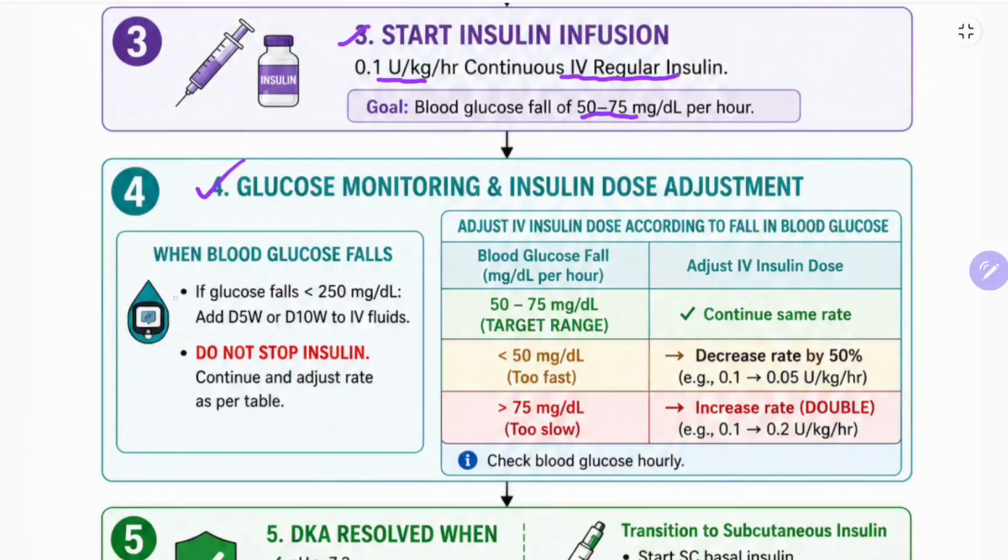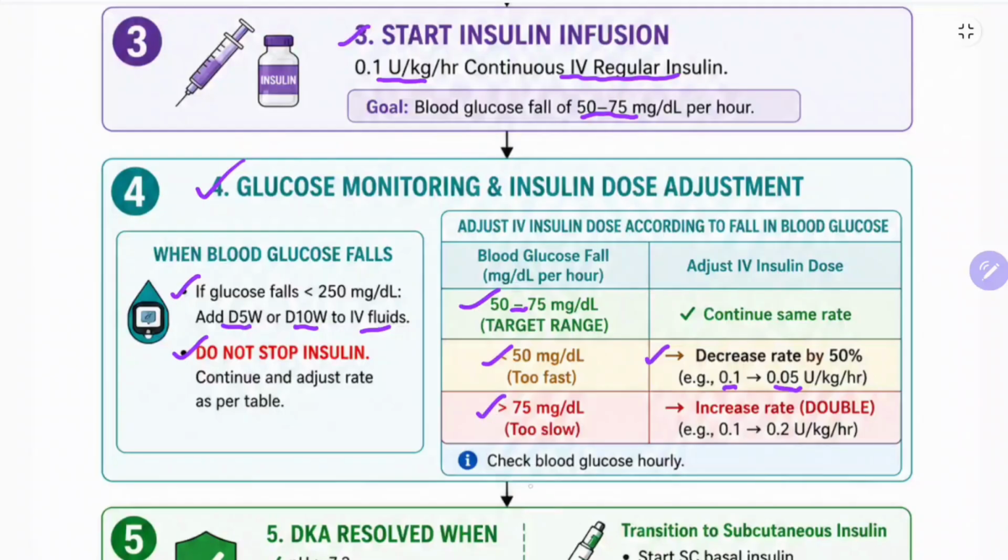When blood glucose falls less than 250 milligram per deciliter, add 5% dextrose or 10% dextrose to IV fluids. Do not stop insulin, continue and adjust rate as per table. Adjust IV insulin dose according to fall in blood glucose level. Target range is 50 to 75. If the blood glucose is falling between these 50 to 75, then continue the same rate. If it is less than 250 milligram per deciliter, too fast, then decrease the rate by 50%, for example, 0.1 to 0.05 unit per kg per hour.